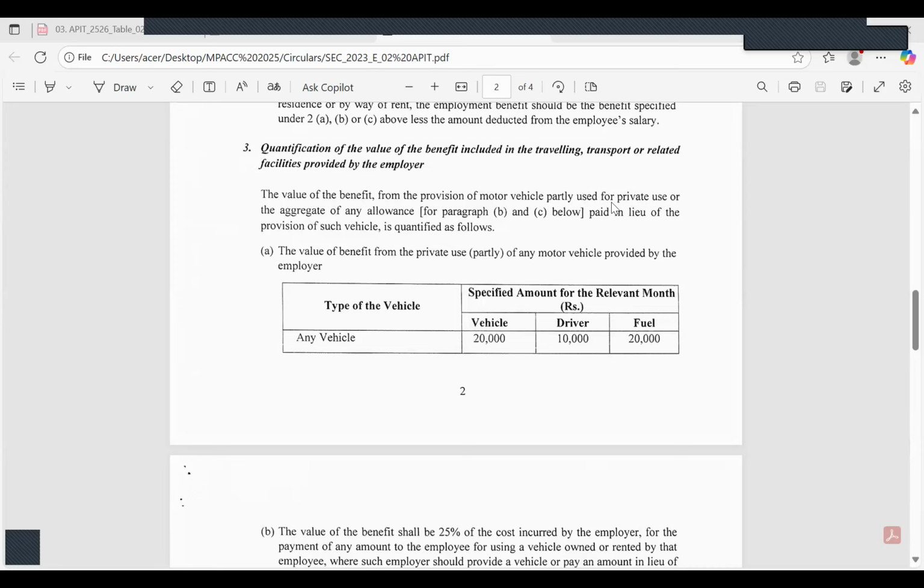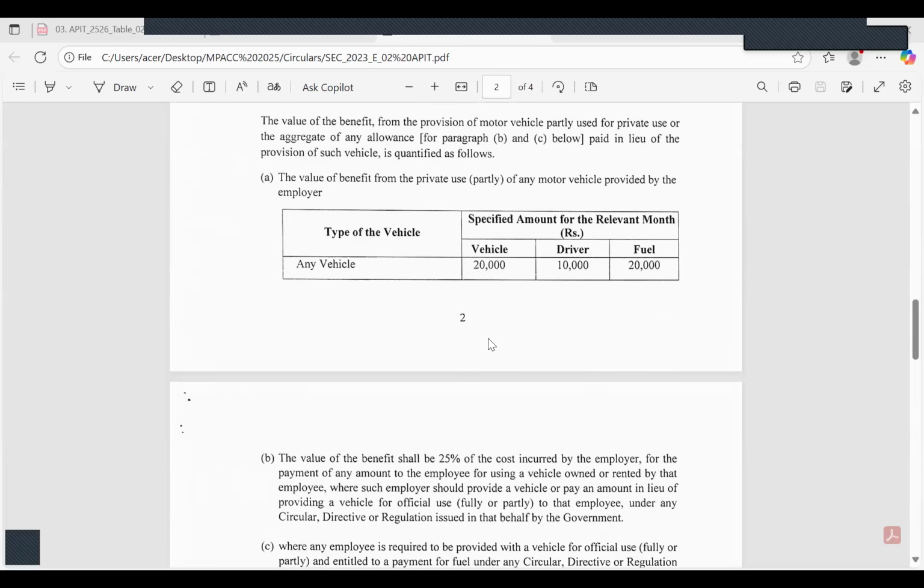We should bear that cost. But if the employer gives it, that means it is a benefit. That is why we are ascertaining vehicle benefit under employment income. The value of benefit from private use, partly private, partly official, of any motor vehicle provided by the employer.